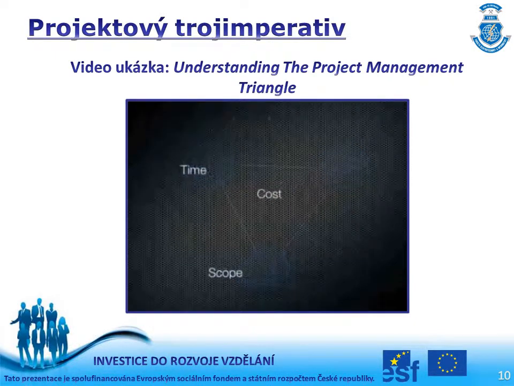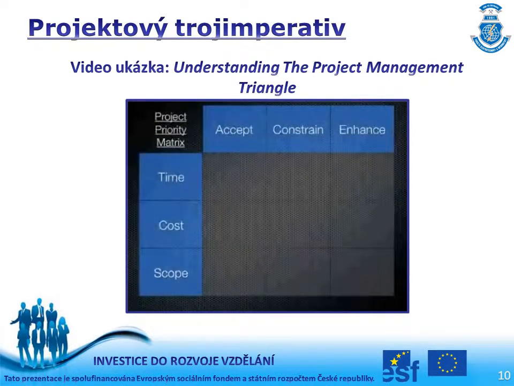In this matrix, we consider these three elements of the project and three ways that we can balance these elements against each other. First, we can either accept changes to one of these three aspects. We can constrain an aspect, meaning that it is a priority that this aspect not change. Or we can choose to enhance a particular aspect if possible, that is, to make it better.